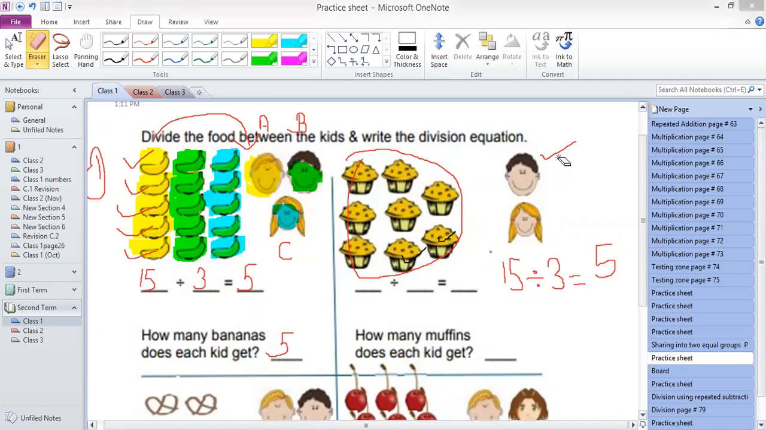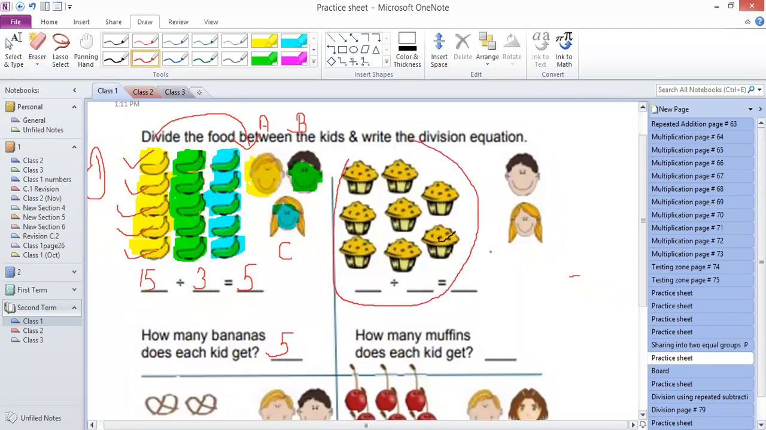All right, guys. Now we are coming to these cakes. Look at the cupcakes, guys. There are some cupcakes you need to divide among 2 kids. So first count them and tell me how many cakes there are.